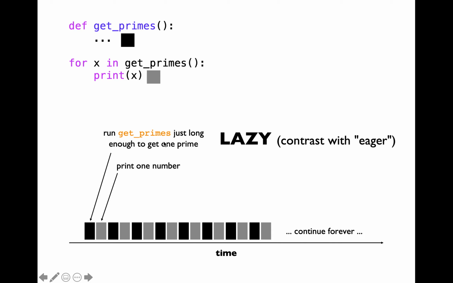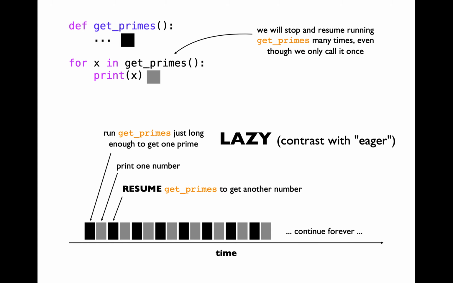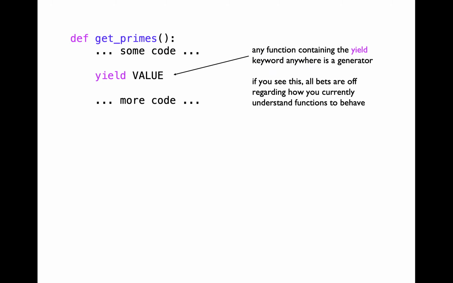So we are going to print that number which get_primes computed, and then we are going to go back and resume get_primes in order to get the next prime number. You can imagine repeating this forever for this particular example. This kind of stop and resume behavior is what defines a generator. Whichever functions perform the stop and resume behavior are called generators.